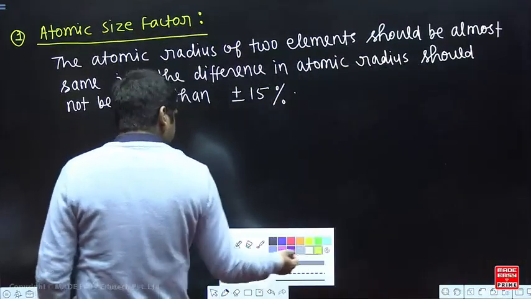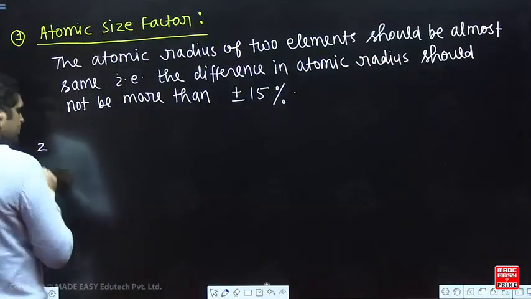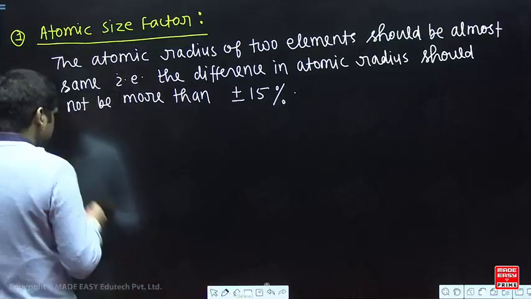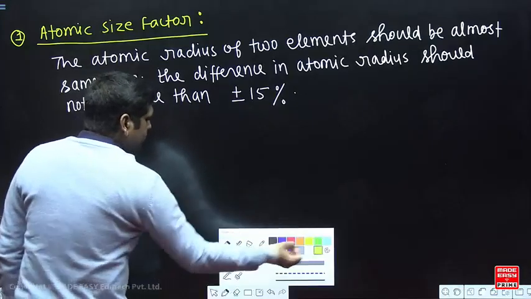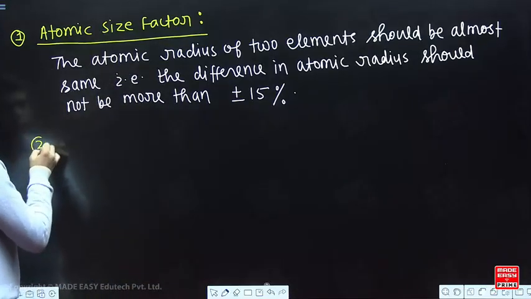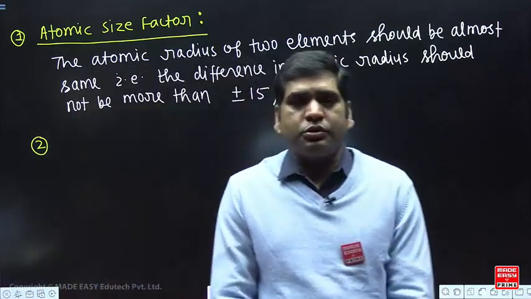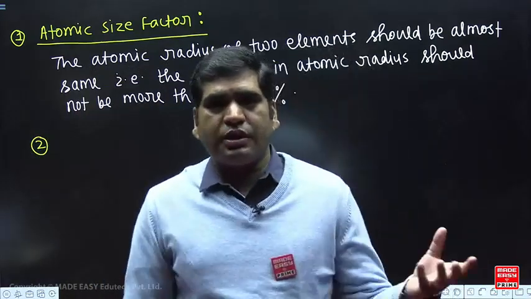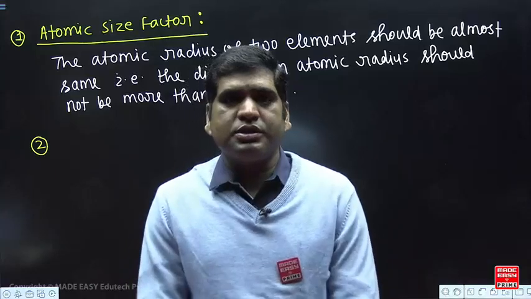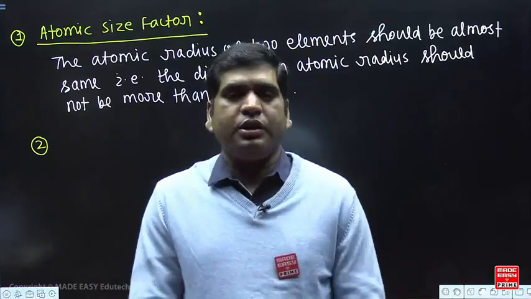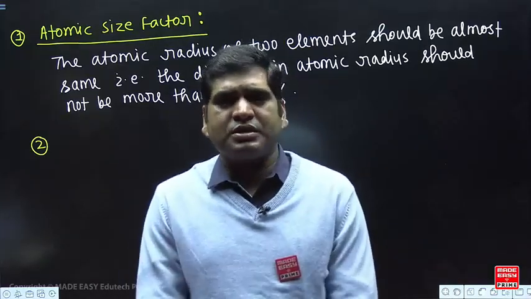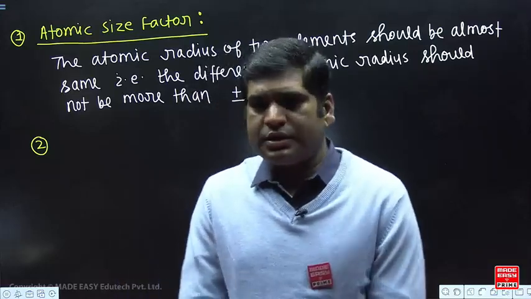Second, crystal structure. Both the constituent elements should have the same crystal structure. Like copper is FCC, nickel is also FCC. Then solubility would be greater. If both are having different crystal structure, then solubility would be lesser.